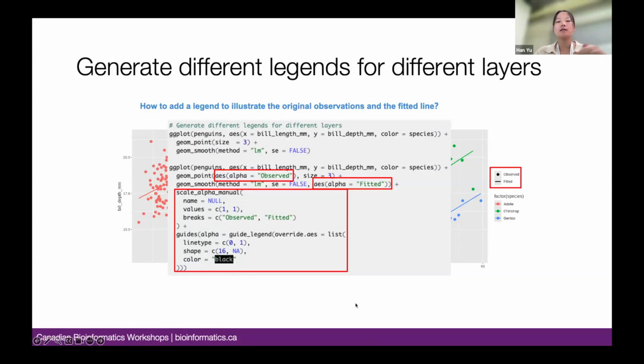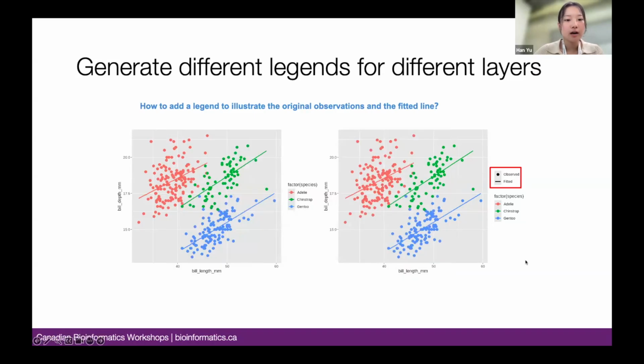So finally, we customize the legend appearance using the override aesthetic function. You can see after this modification, we have the legend shown here. It also shows the observed data point and also the fitted line in the legend.